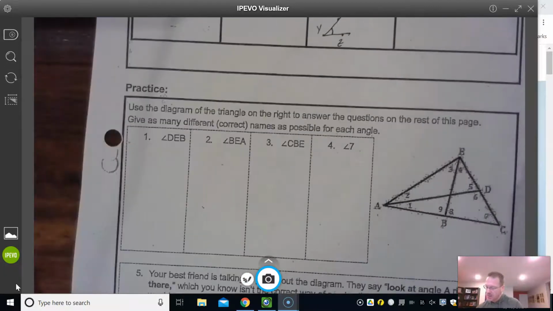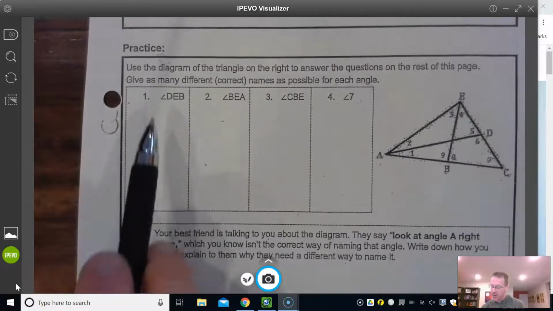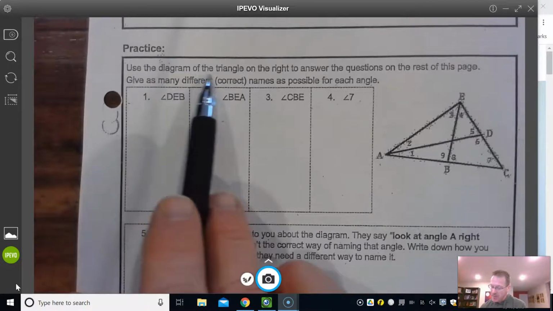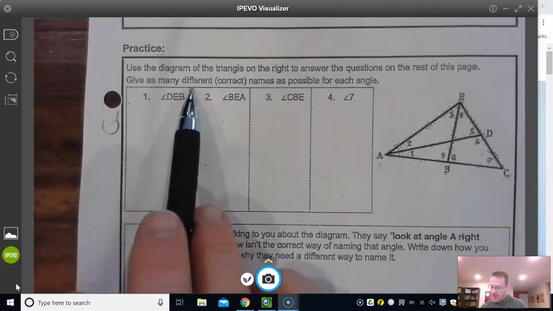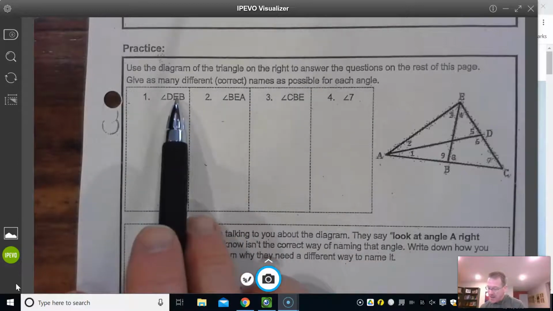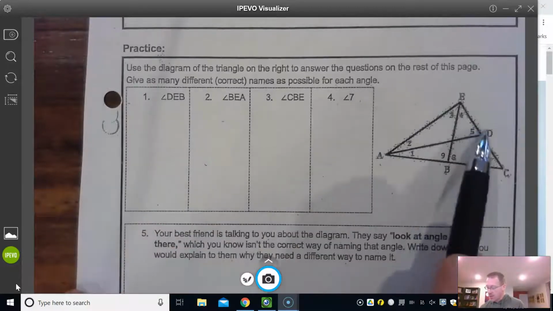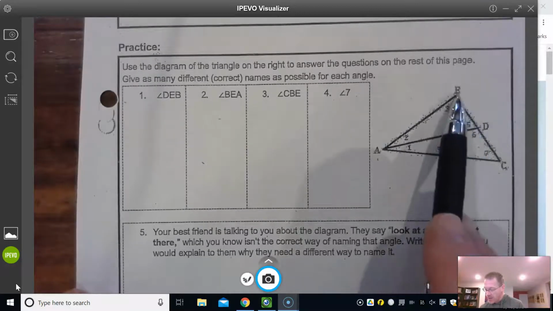Now I'm just going to go through a couple of things really quick with you. I'm not going to do all of these, but if we look at the practice here, problem 1 says, use the diagram of the triangles on the right to answer the questions on the rest of this page. Give as many different but correct names as possible for each angle. So let's look at DEB. Now remember, the letter in the middle denotes the vertex. So DEB would be that angle right there. So DEB right there.